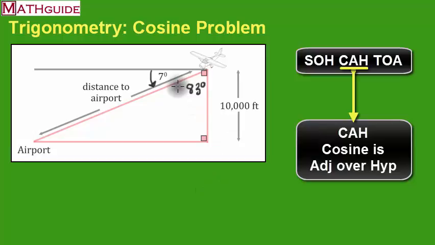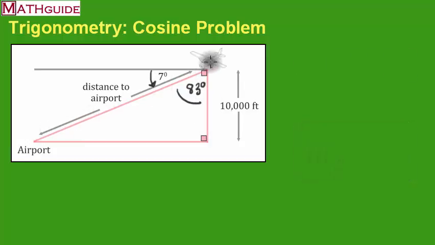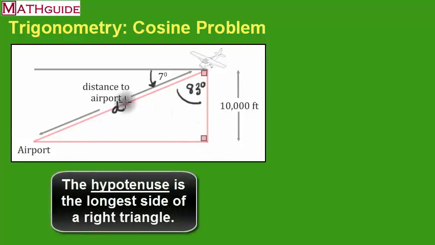So if here is your angle inside the right triangle, this side right here is right next to the angle. So we would call that the adjacent side. Okay, this side right here, which is unknown and is the side that we want to find, I'm going to call this D for distance. That distance is the hypotenuse, right? It's opposite the right angle, so it is the hypotenuse.